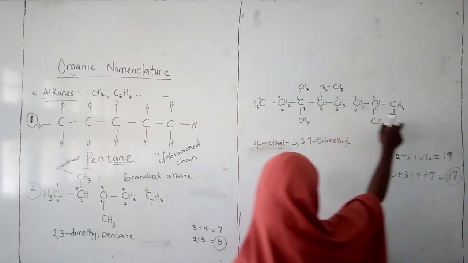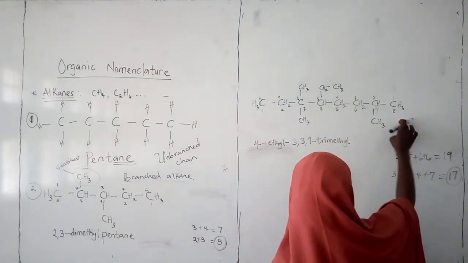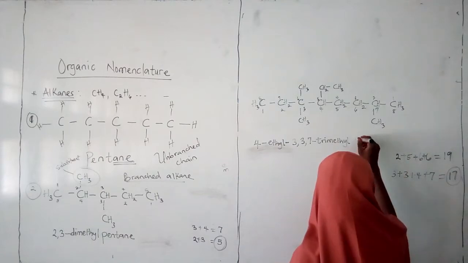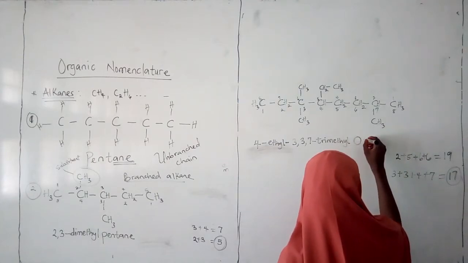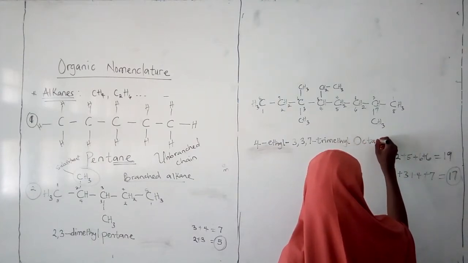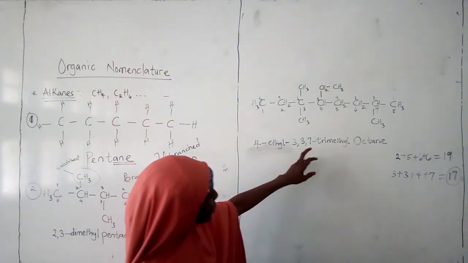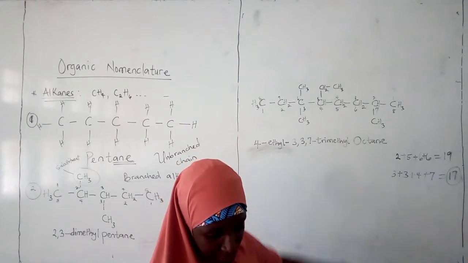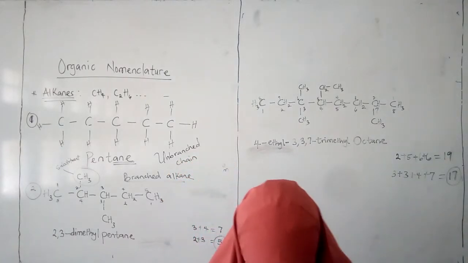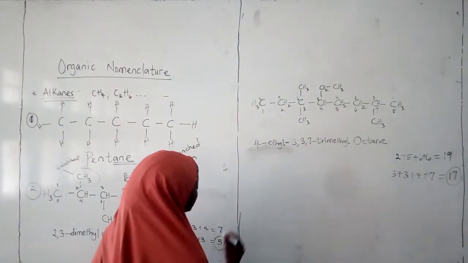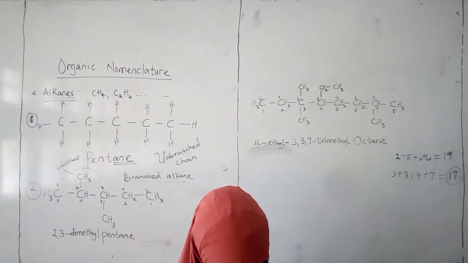Now our longest chain is what? We have 8 carbon atoms here, so it's octane. We have 4-ethyl-3,3,7-trimethyloctane. Now let's try another example.